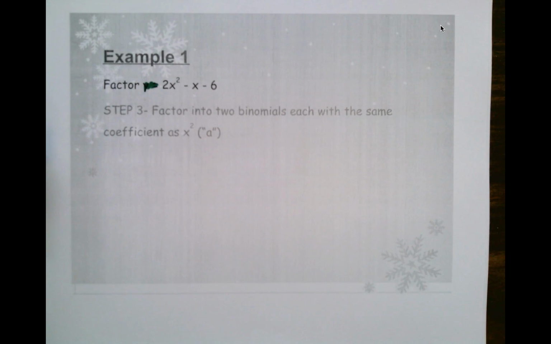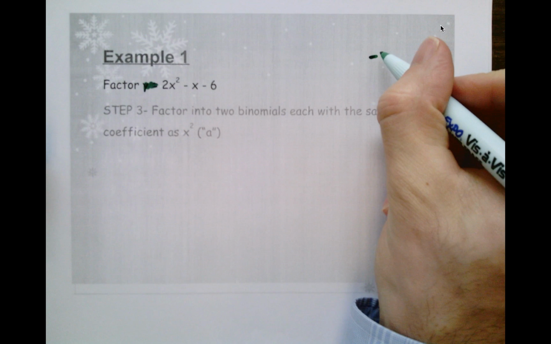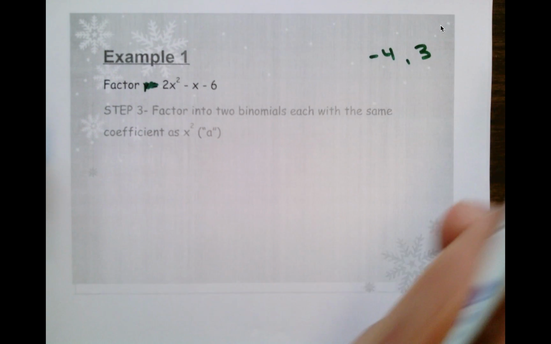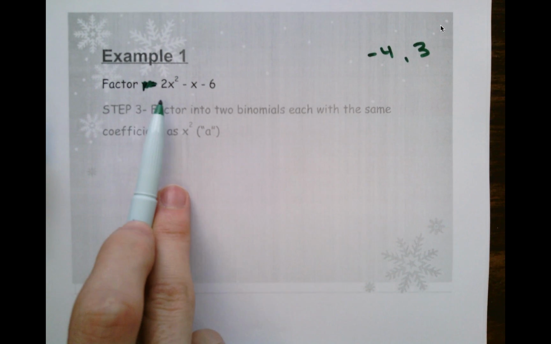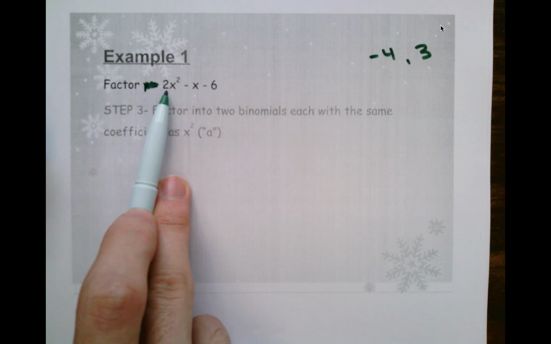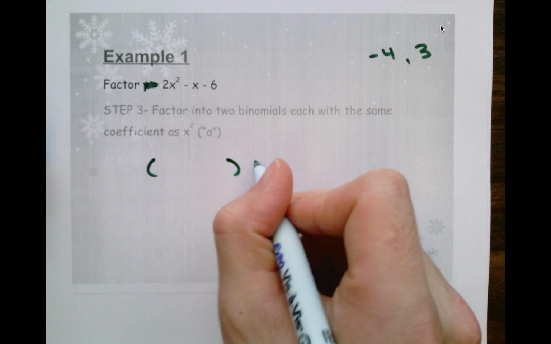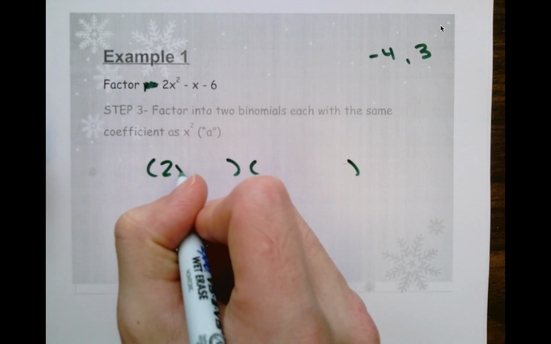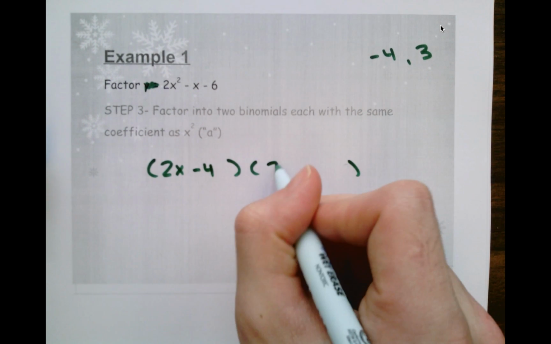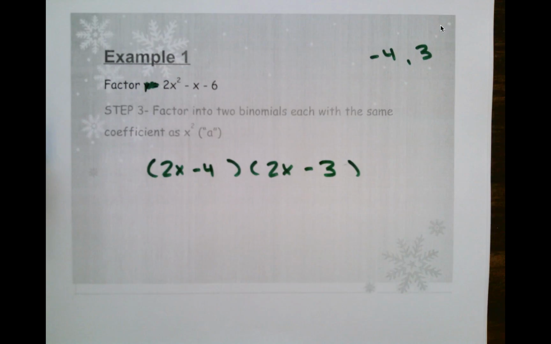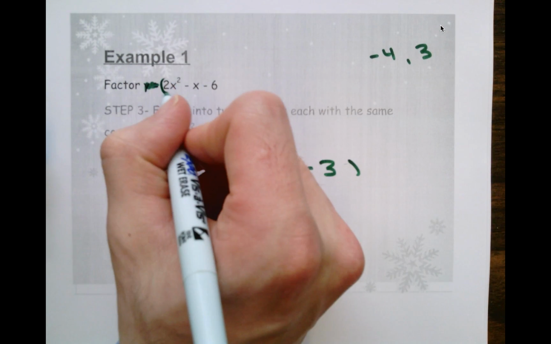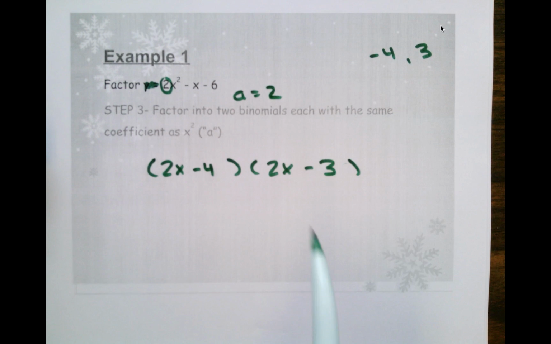Now, this is again the same exact step. We're going to write this out with the factors that we just got, being negative 4 and 3, with the same coefficient as x squared. So in the past, we only had an x squared with 1 here. Now when I actually write my binomials, I'm going to have 2x minus 4 and 2x minus 3. Okay, because my a value here is 2, I'm always going to do this.